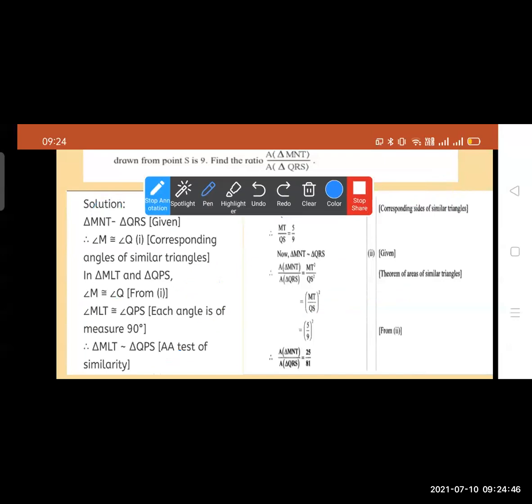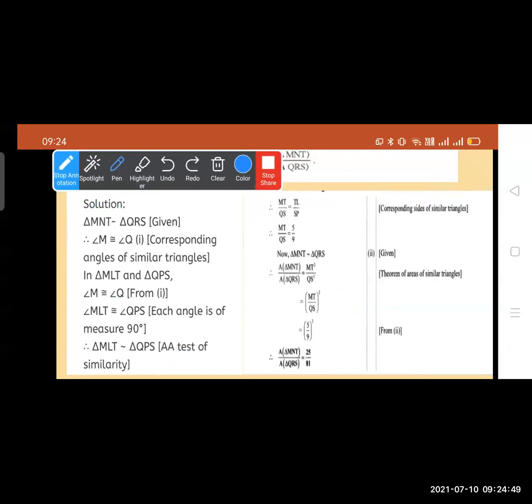Then, if these two triangles are similar, we take the corresponding sides of the similar triangles. So from this we take MT by QS is equal to TL by PS. Here we write MLT similar to QPS, so MT by QS is equal to TL by SP. Now we have MT as it is, QS as it is. The ratio is given as 5 by 9.